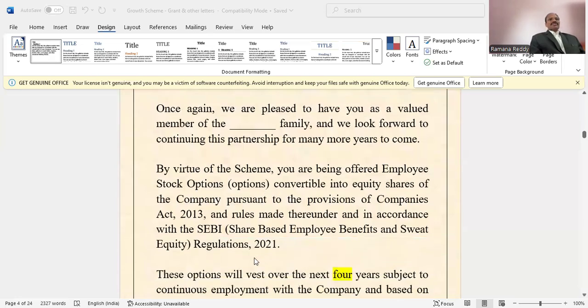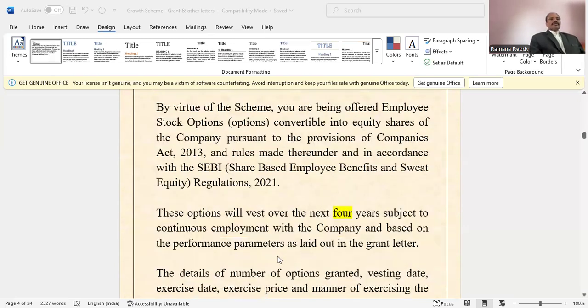So by virtue of this scheme, you are being offered employee stock options convertible into equity shares of the company pursuant to the provisions of Companies Act 2013 and rules made thereunder and in accordance with the SEBI Share-Based Employee Benefit and Sweat Equity Regulations 2021. Because this is for listed companies and proposed to be listed companies, SEBI will come into the picture.